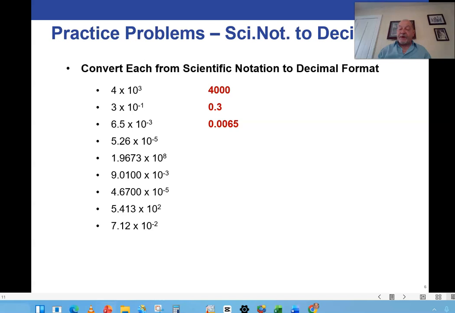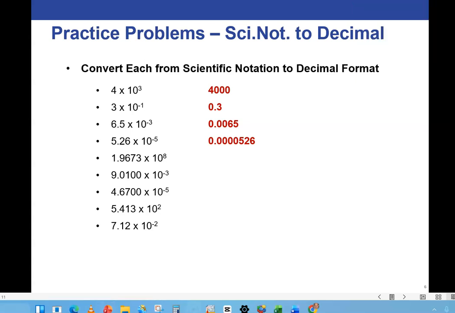5.26 times 10 to the minus 5. The 5 in the 5.26 will begin in the 5th position after the decimal point. That means you're going to write 4 zeros after the decimal point, and then the 5 will start there, and then you complete the rest of the number, 26. So your number is 0.0000, 4 zeros, 526.